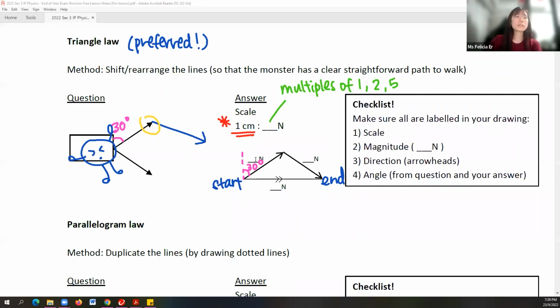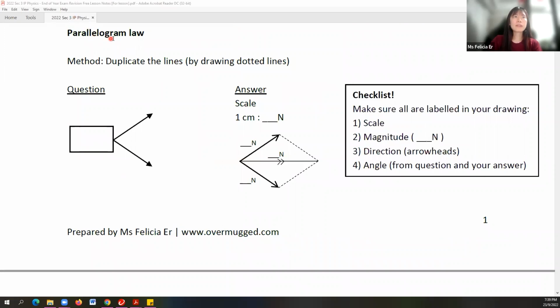Moving on to the next part, the parallelogram law. Parallelogram law mainly is that you duplicate the lines. That means for the lines, you don't need to rearrange. You just copy directly as per what the question has shown. Take note that if the line points to the top right, your answer also has to point to the top right. You cannot change the direction of the arrow. If they point bottom right, you should also remain as bottom right. So for parallelogram law, you duplicate the lines. Since these lines are not from the question, you duplicate them out. That's why these lines over here should be dotted lines.